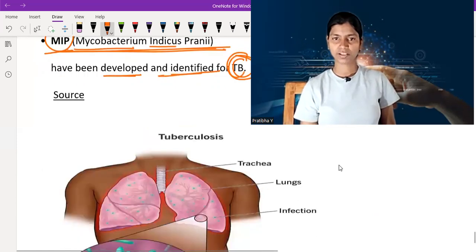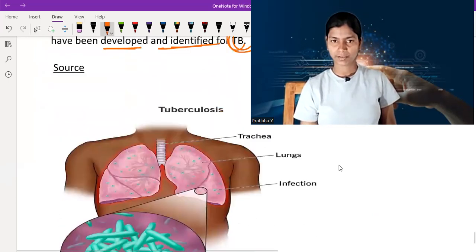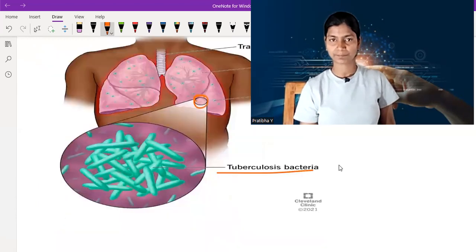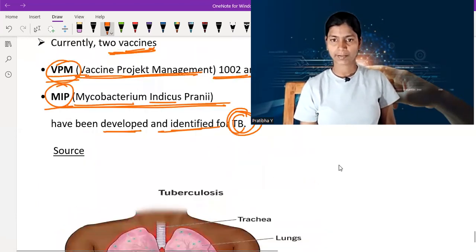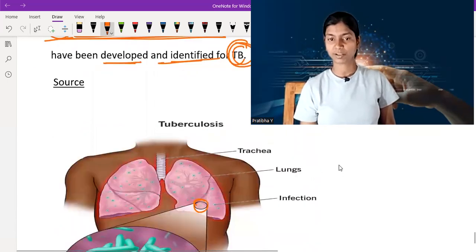In this picture you can clearly see a lung infected by the tuberculosis bacteria, and it can also affect other parts of the body, but primarily affects the lung.